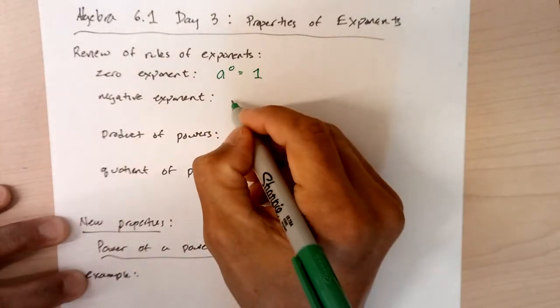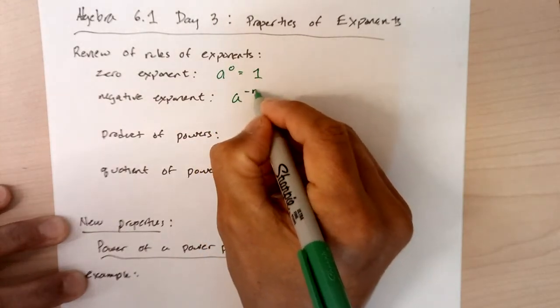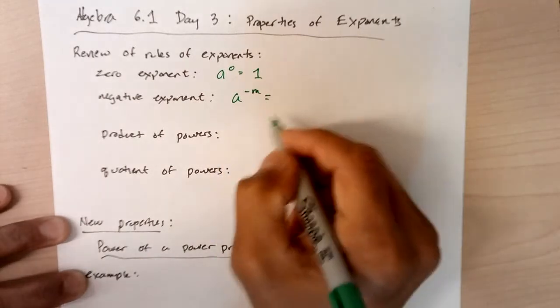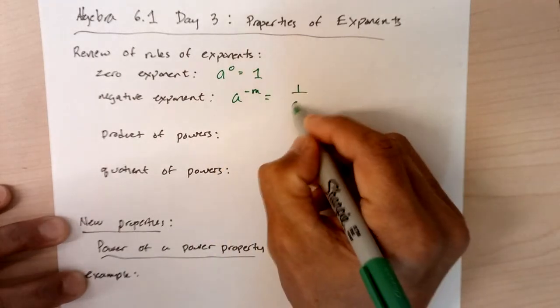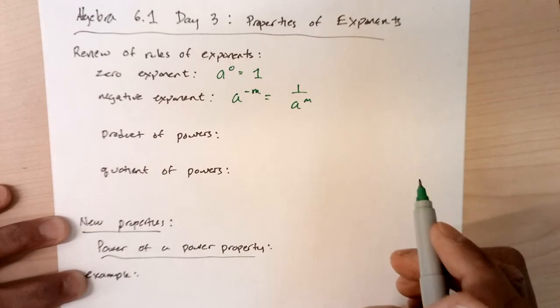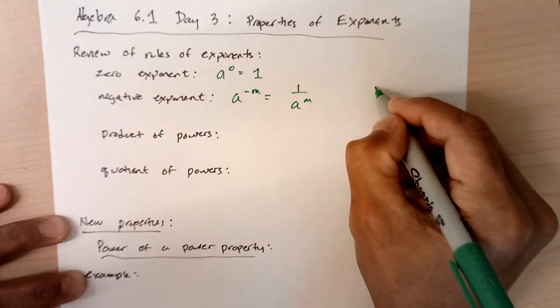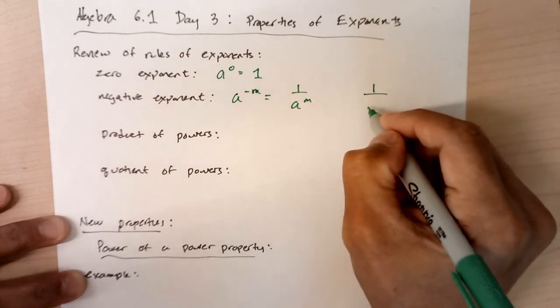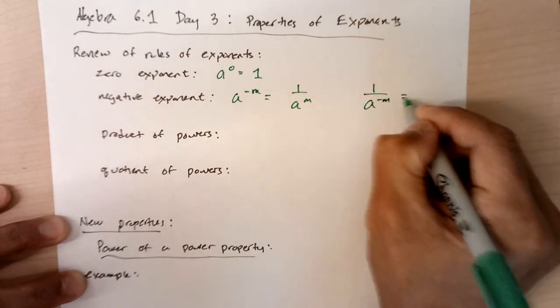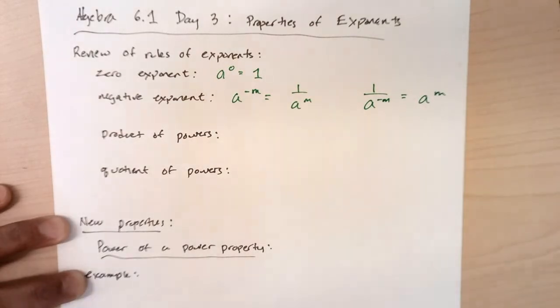If you have a negative exponent, say it's a to the negative m power, then you take the reciprocal, you put the base in the denominator, and then that automatically makes the exponent positive. Or you could also start with a negative exponent in the denominator. 1 over a to the negative m power will turn into a to the m power.